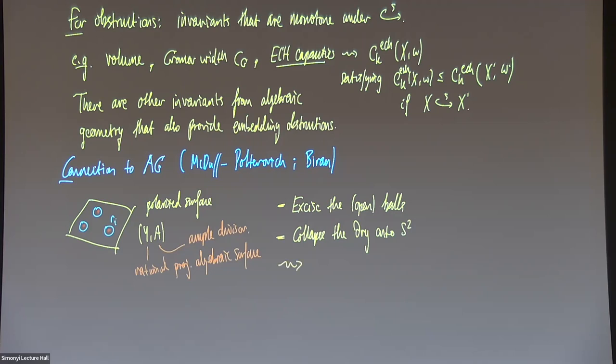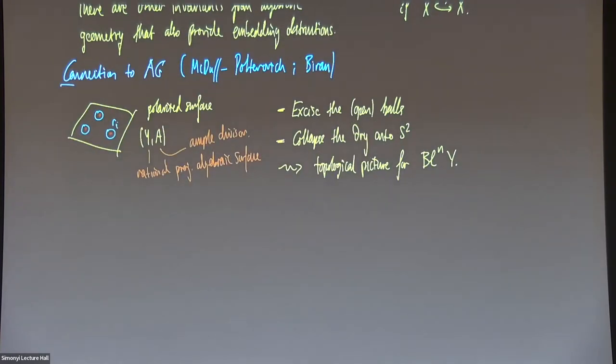The result of this is that I've essentially exchanged points for spheres. So this is just a topological presentation of the blow up of my surface Y at my red points. What I get is a topological picture for what I want to know as the blow up at, let's say, n points of my surface Y. Okay, but we also have this area data, right? We also have these ri.